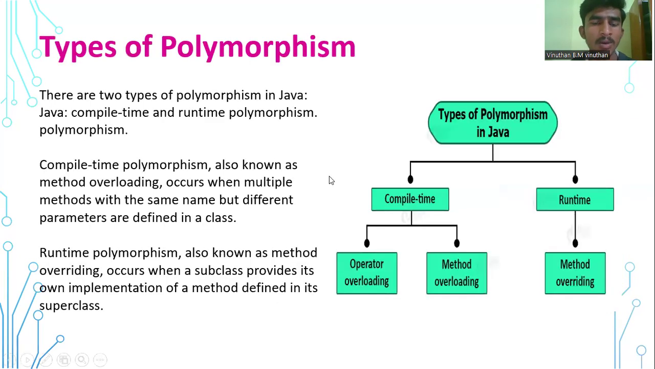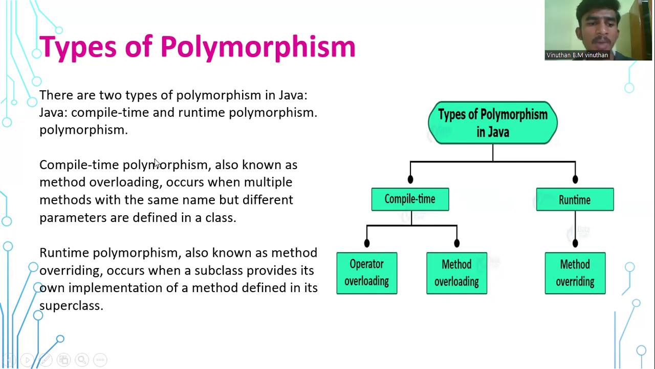What are the types of polymorphism? The first type is compile time and the second is runtime. The compile time consists of two types, operator overloading and method overloading. The runtime consists of only one type, that is method overriding.